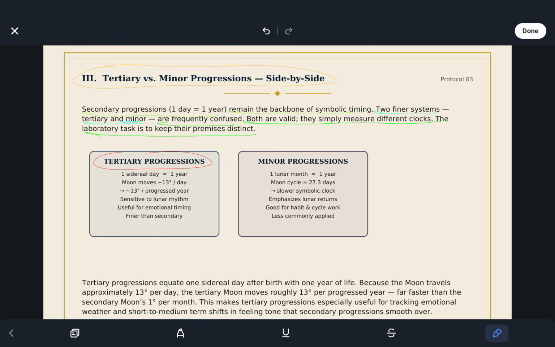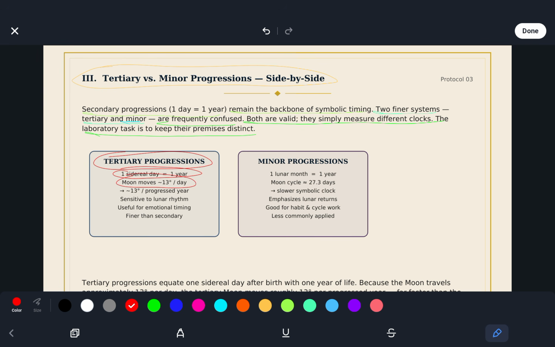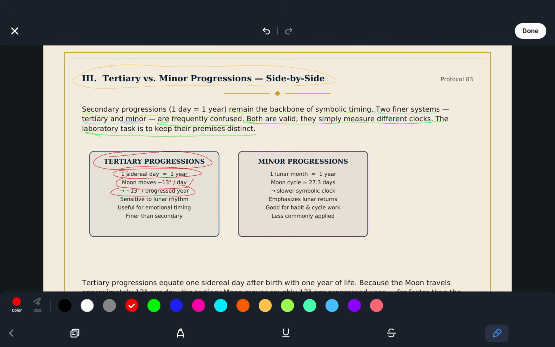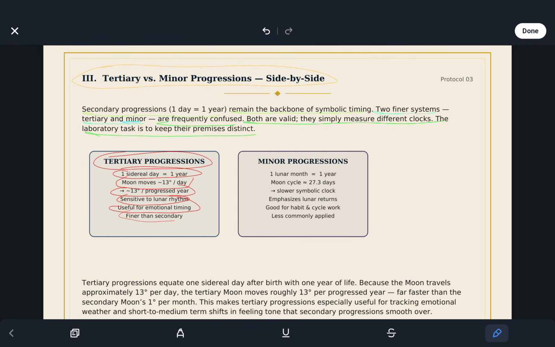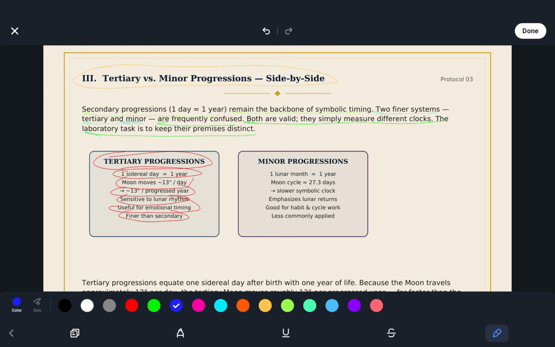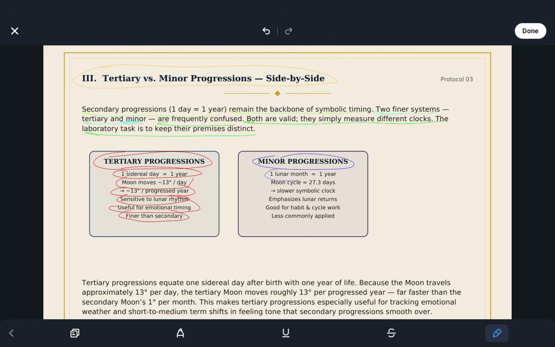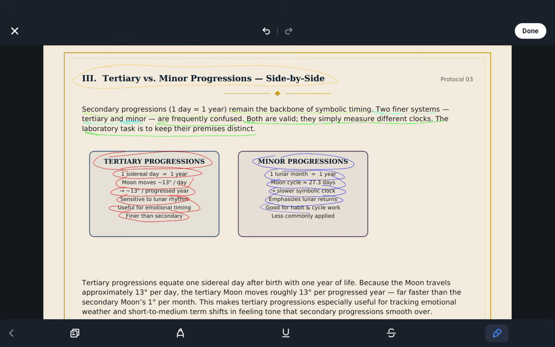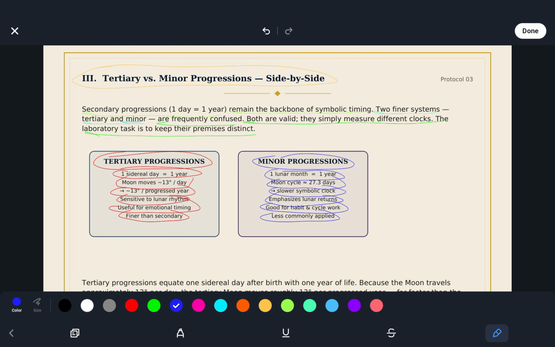We see tertiary progressions, 1 sidereal day equals 1 year. Moon moves 13 degrees a day, 13 degrees per progressed year, sensitive to lunar rhythm, useful for emotional timing, and finer than secondary. And we see minor progressions is 1 lunar month equals 1 year, moon cycle equals 27.3 days, slower symbolic clock. Emphasizes lunar returns, good for habit and cycle work, less commonly applied.